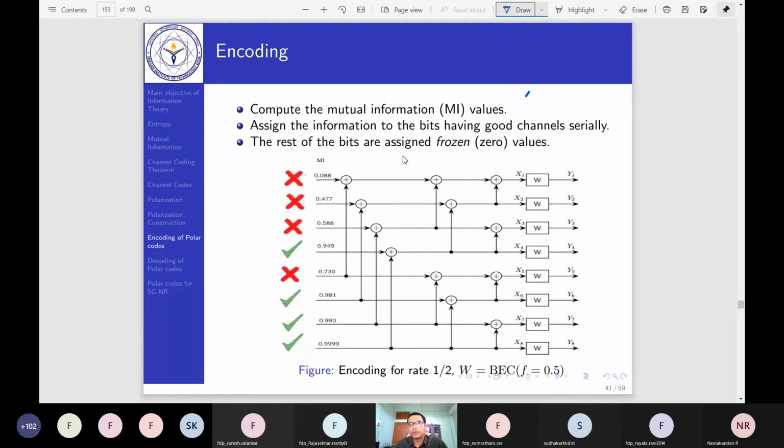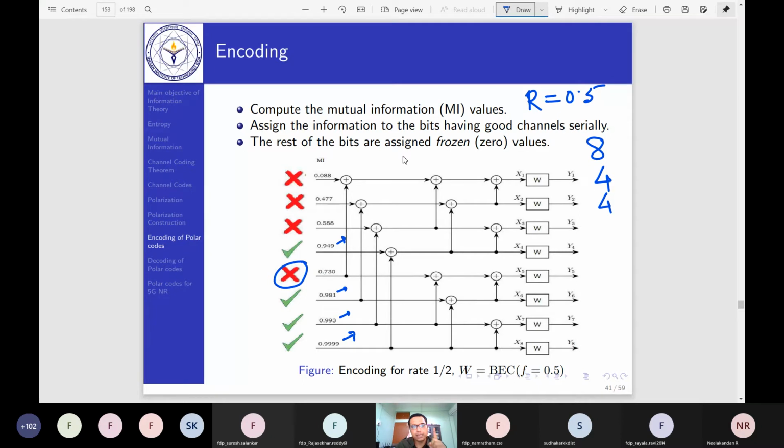So suppose the rate of the coding scheme is 0.5. That means we have 8 bits. Out of 8 bits, we have to use 4 bits to transmit the information bits, and the remaining 4 bits will be used to send frozen bits only. We will be using the very good channels to transmit these 4 information bits. So we'll consider these bits, which have a very high value of mutual information. This and that will not be considered for transmitting the information bits.